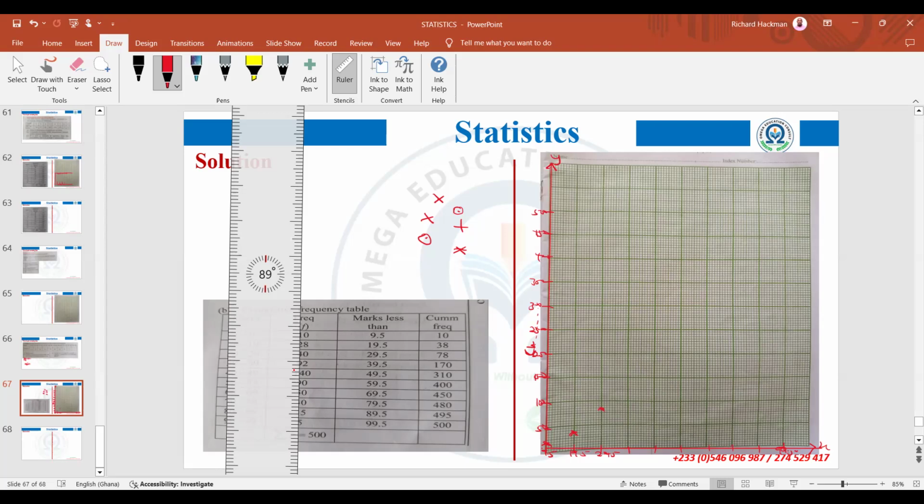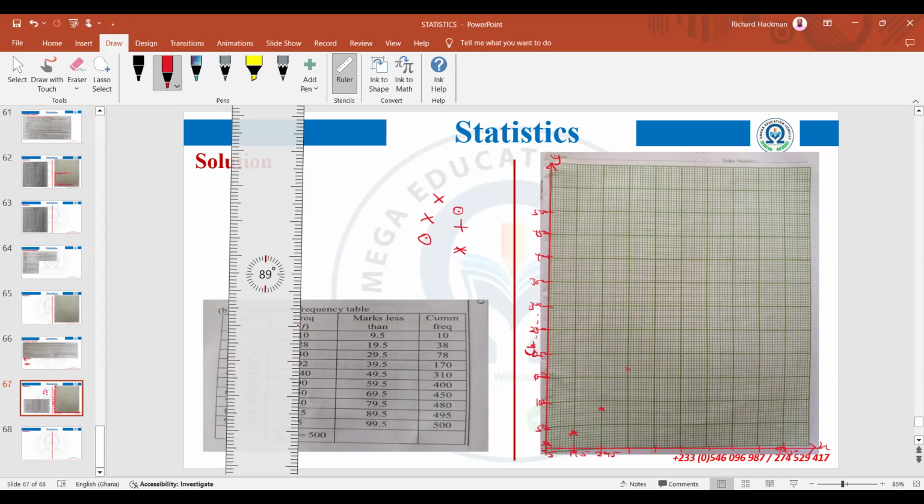Okay, very good. Now the next one is 39.5. So this is the 39.5 calibration, and that is 170. So 100, 150, 170, 175 will be midway. So that will be below that. So you come down.